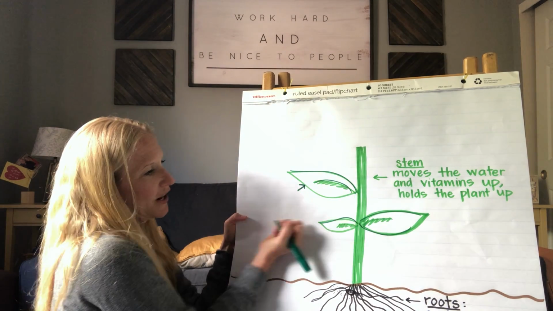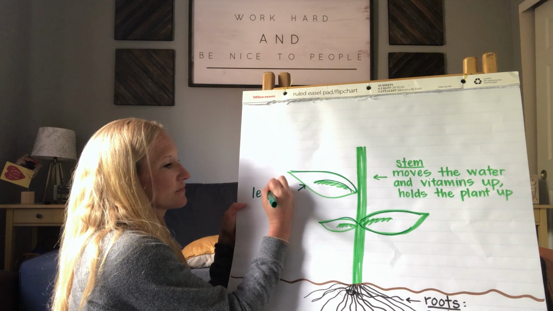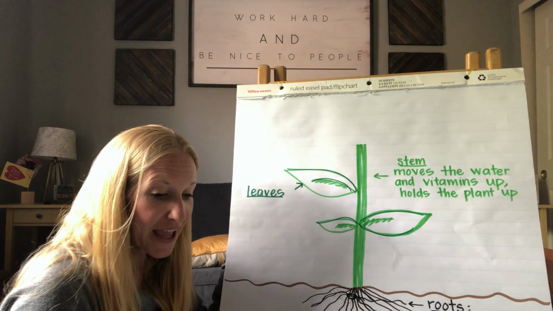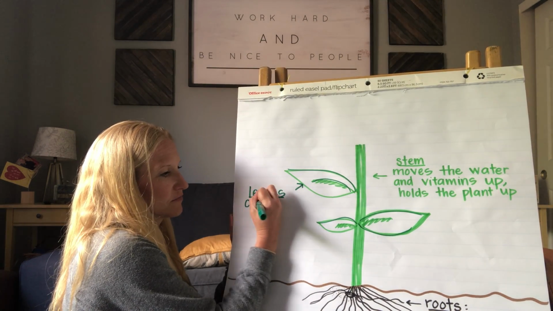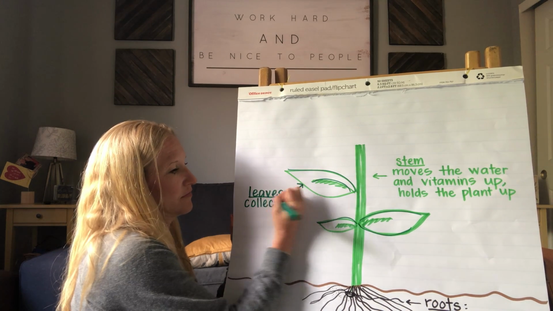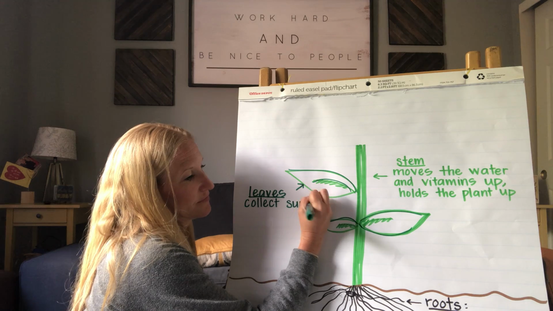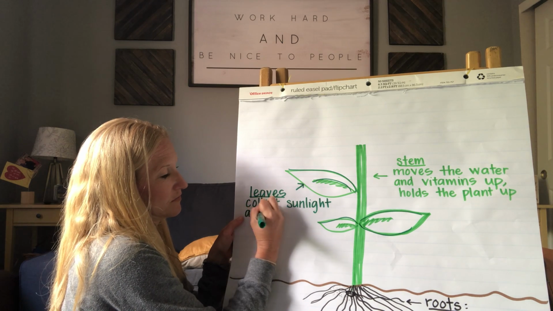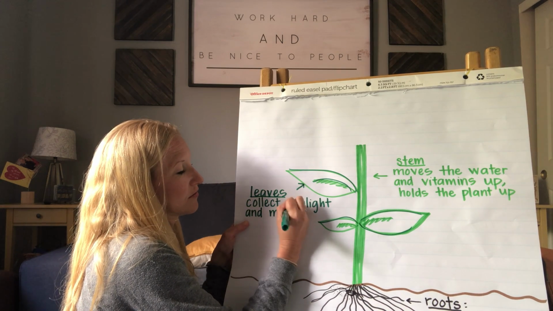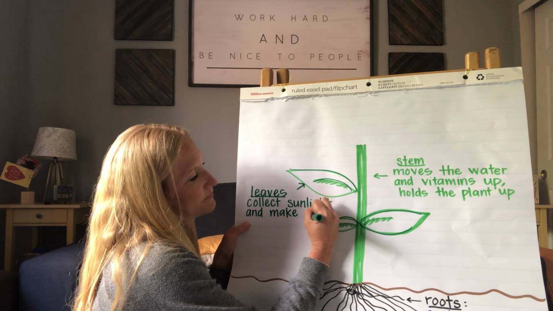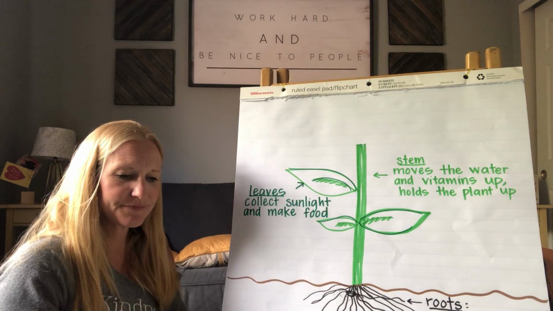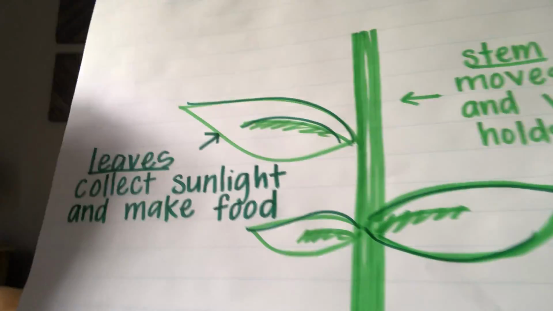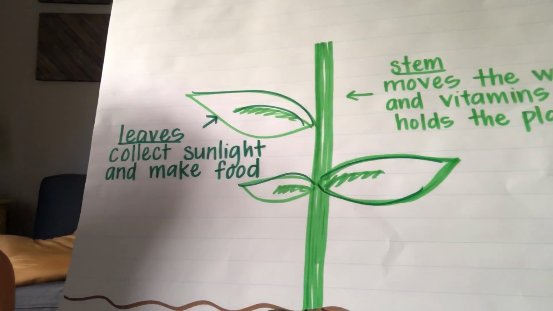So let's draw our arrow and write leaves over here. Okay, and they collect sunlight and make food. They make food. That seems kind of tricky.